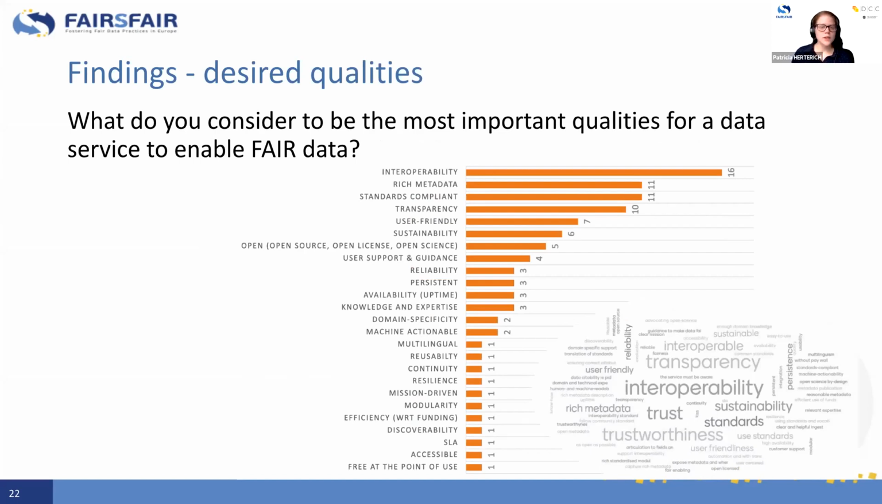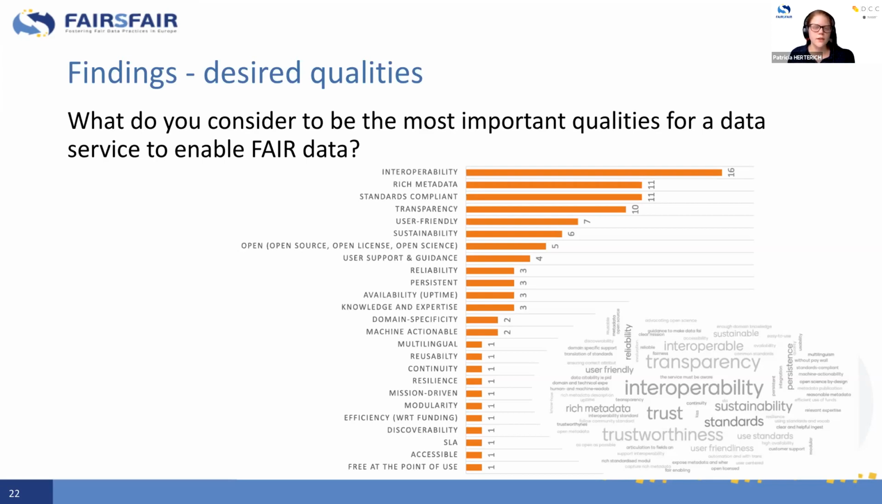For desired qualities for a service, interoperability scored high. Again, so did metadata and standards compliance. But you can also see that the fifth place already is user friendliness. So that chimes with the results from the interviews, that you need to address the humans as well. And that is a crucial part of a successful service.